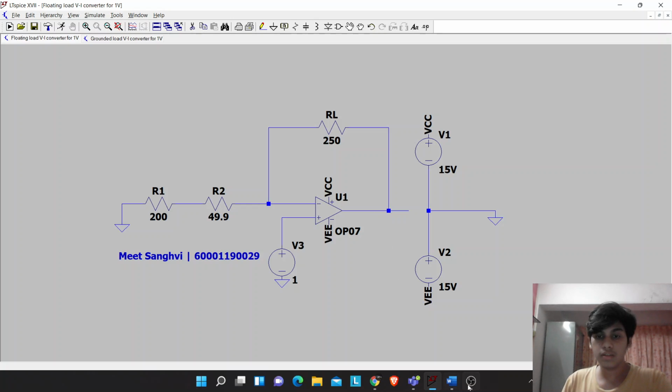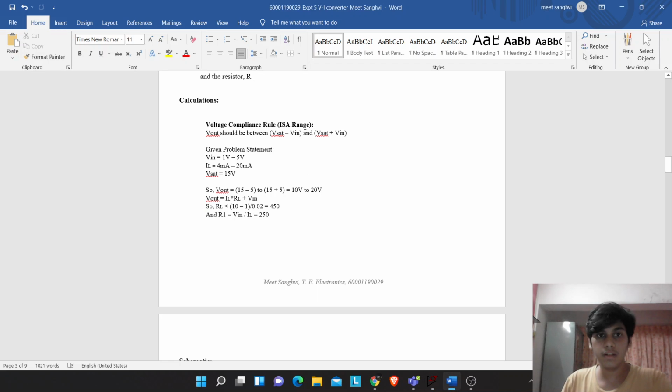Before we start simulating, we will first look at the voltage compliance rule, that is the ISA range. Our Vout should be between Vsat minus Vin and Vsat plus Vin. For our circuit, the input voltage Vin is between 1 volt and 5 volt. The IL is between 4 milliamperes and 20 milliamperes, and the Vsat we consider as 15 volts. According to this formula, Vout should be between 10 volts and 20 volts.